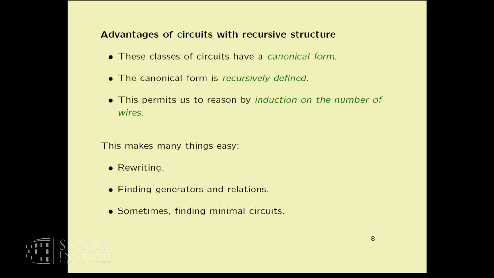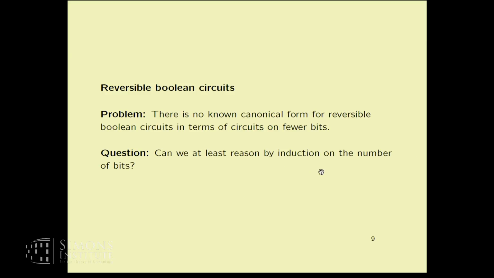It's then easy to find generators and relations, and sometimes the normal forms are actually minimal. That's not always the case, but if it is, then that's also nice because it gives you a minimization procedure for circuits. Of course, which we cannot hope for in general, only in these easy cases.